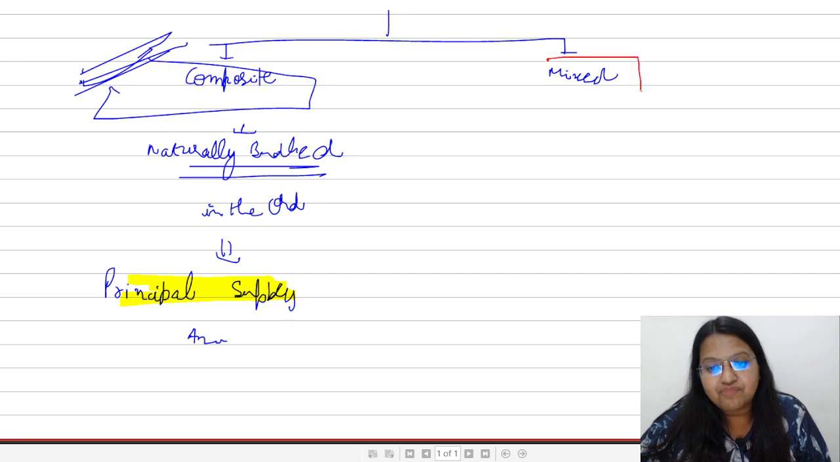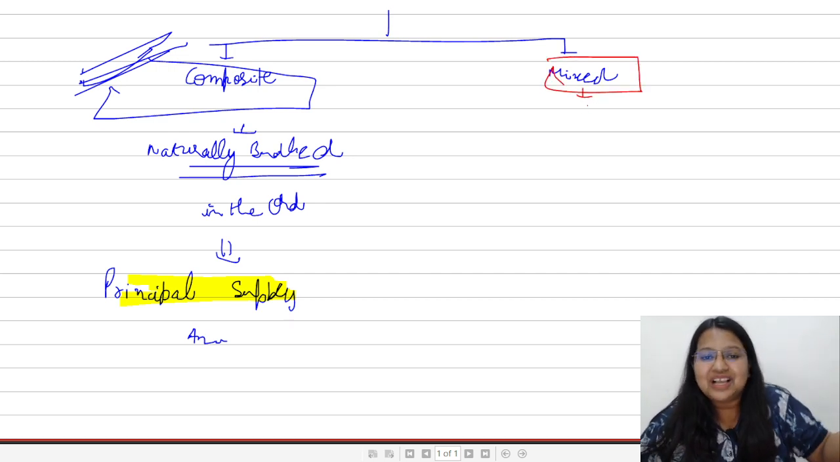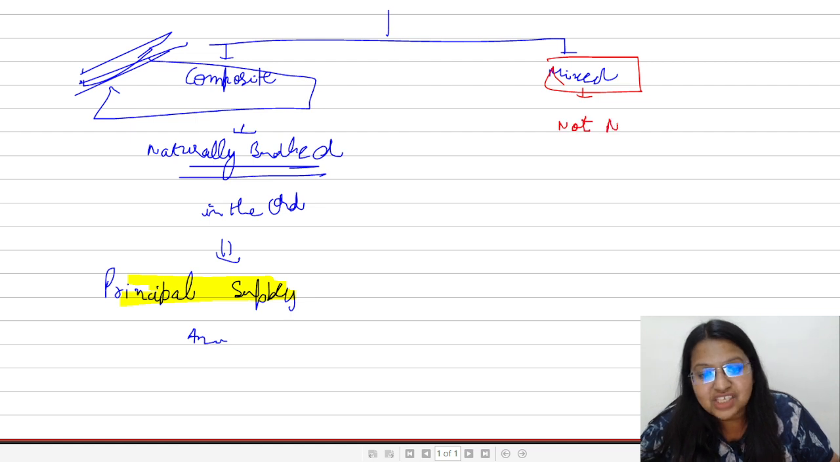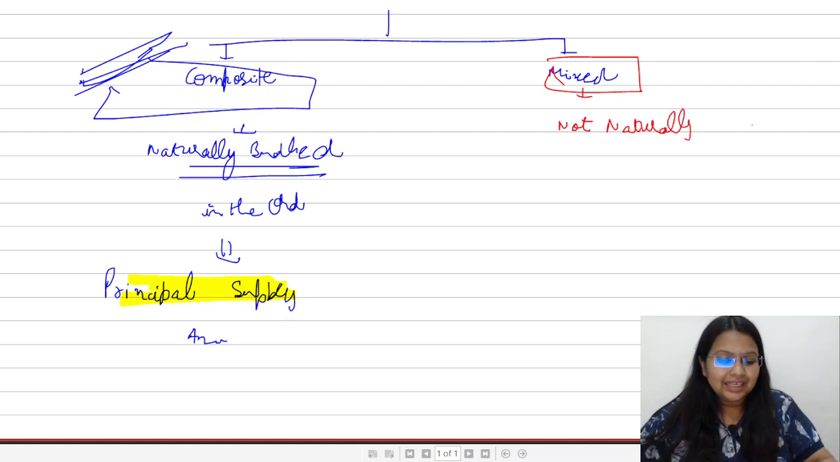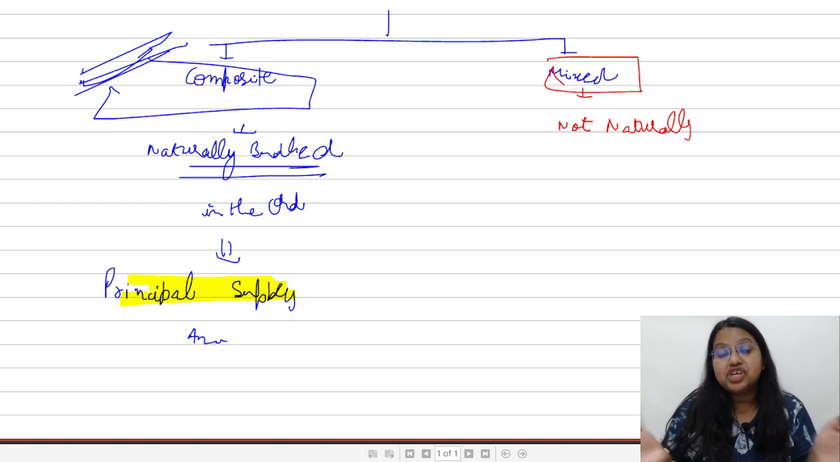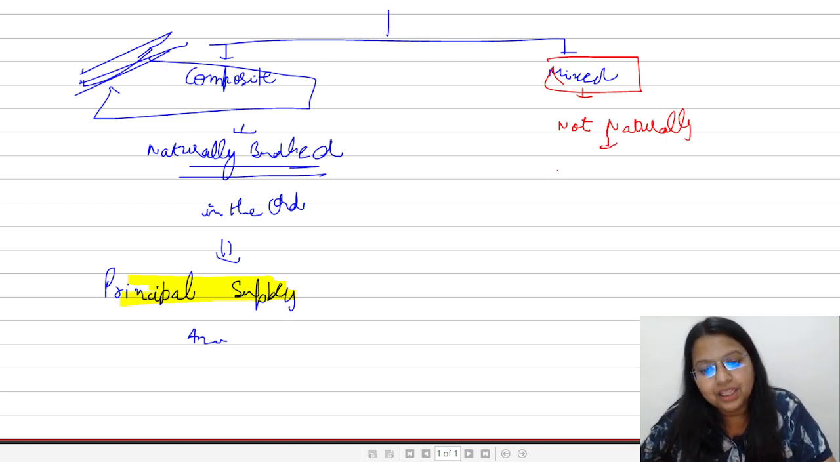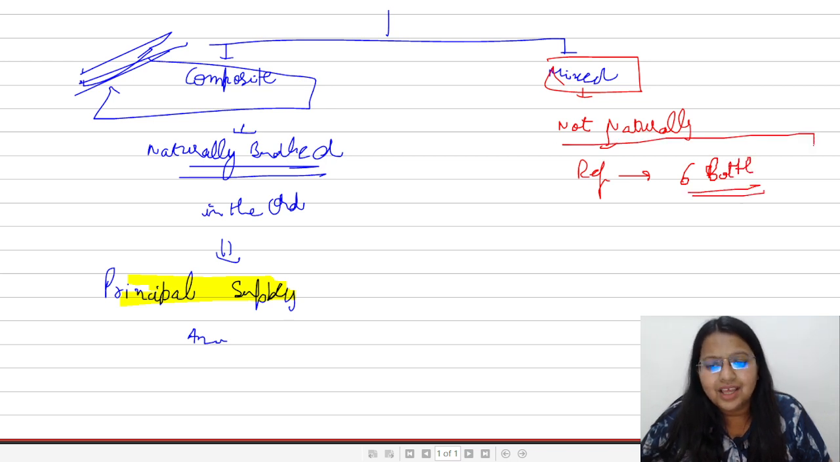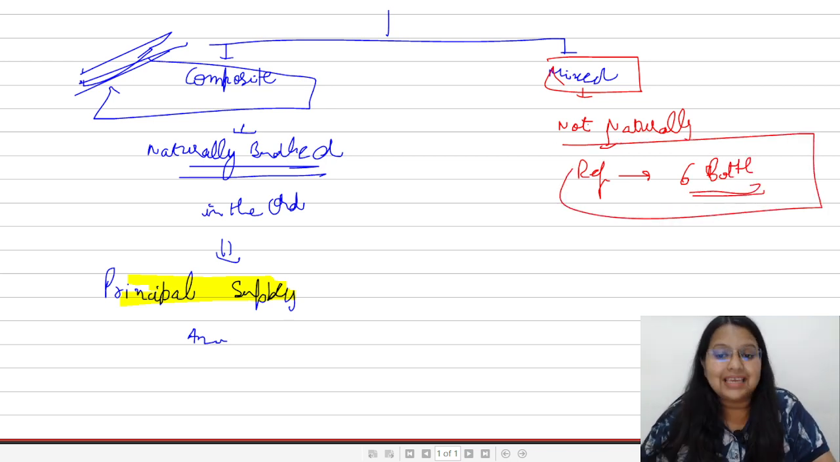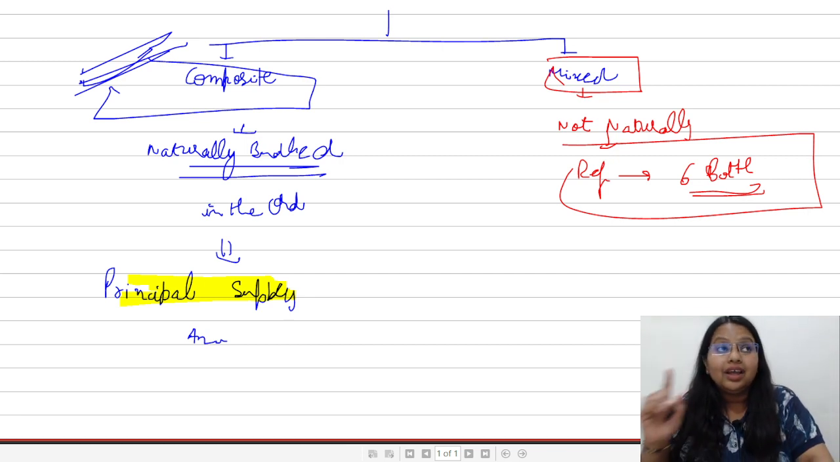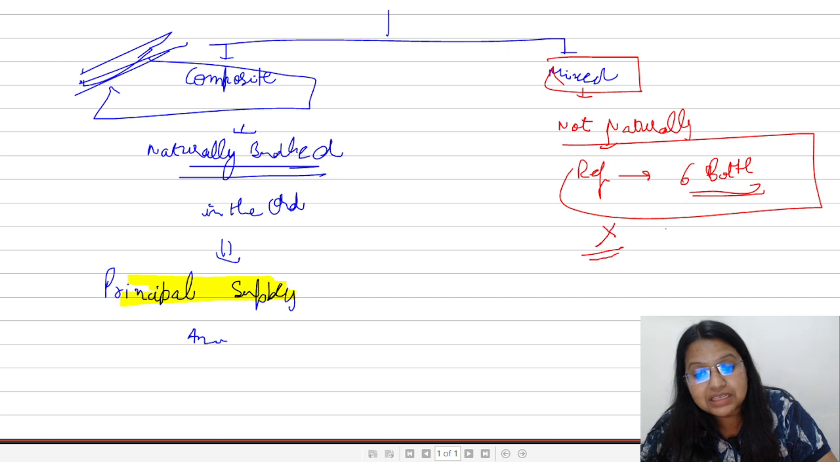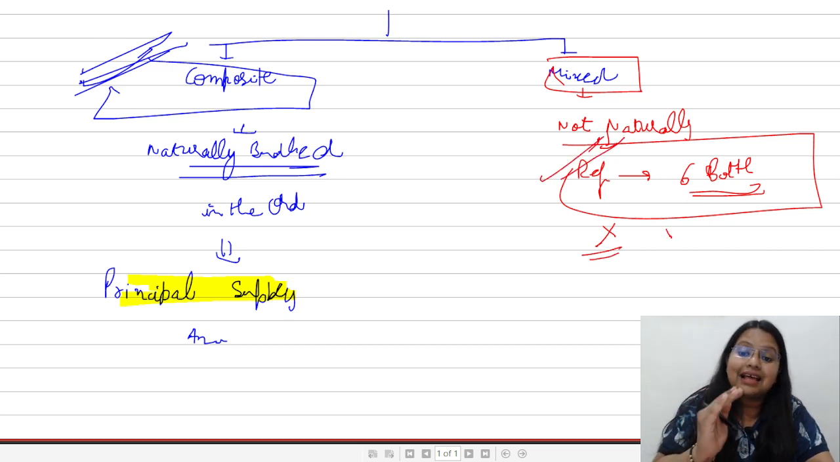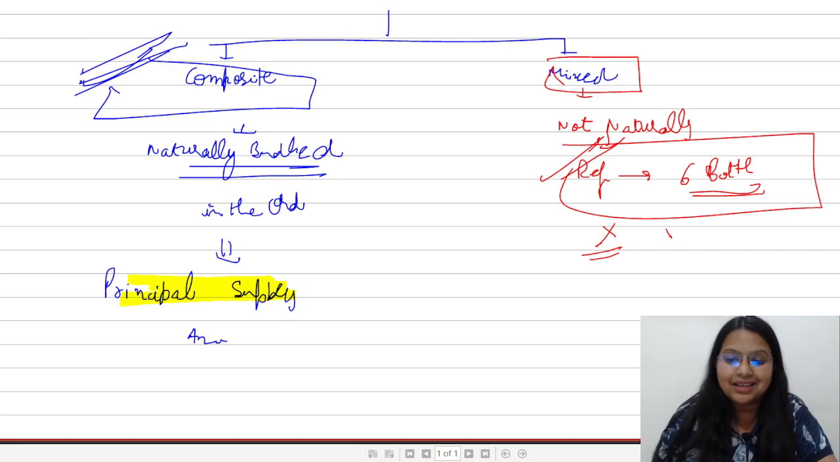But mixed supply means a supply which is not a composite supply. It means a supply which is not naturally bundled in the ordinary course of business. That means we don't have a perception to get it together always. For example, a person says that if you purchase a refrigerator, they will give you 6 water bottles with it. This is not naturally bundled. So there is no principal and ancillary supply. All the supplies will be considered as principal supplies.